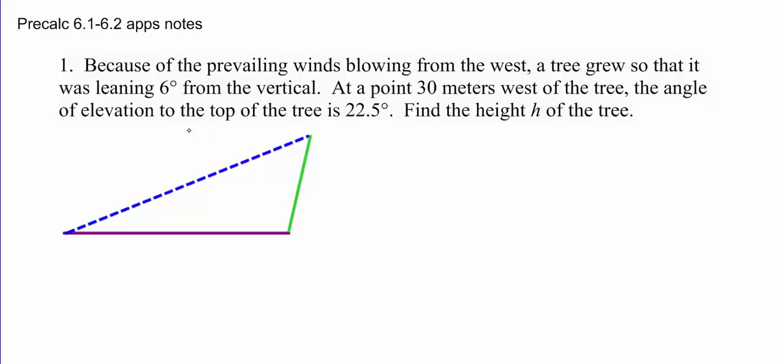All right, so we know that the tree was leaning 6 degrees from vertical, so that means this angle is not 90 degrees, it's 96 degrees. The angle of elevation is right down here, that's 22.5 degrees. And this point right here is 30 meters west of the tree, so that's 30 meters. And essentially we have everything here that we need to be able to find the height, which we're going to call h.